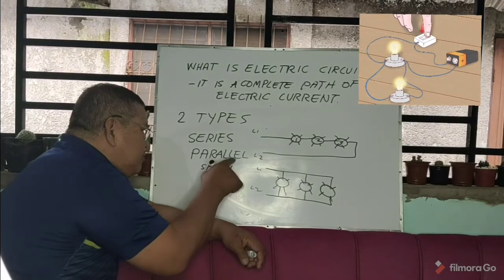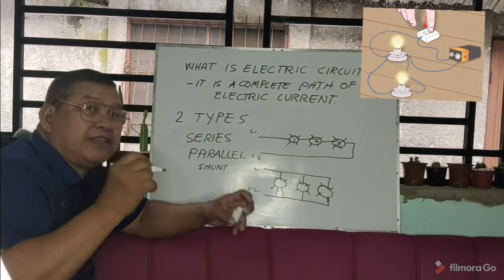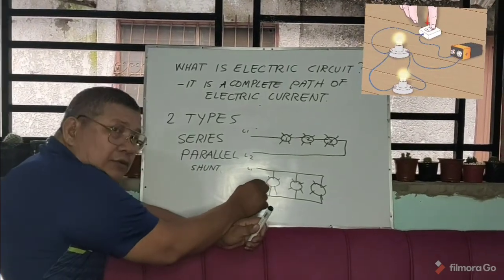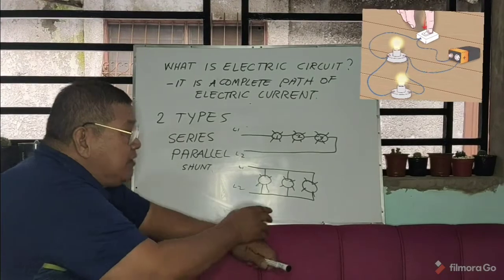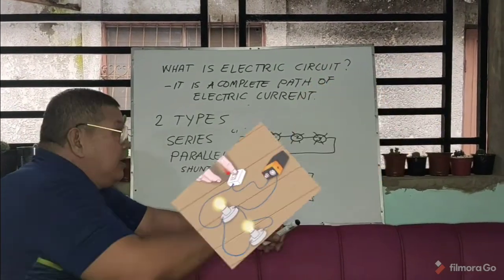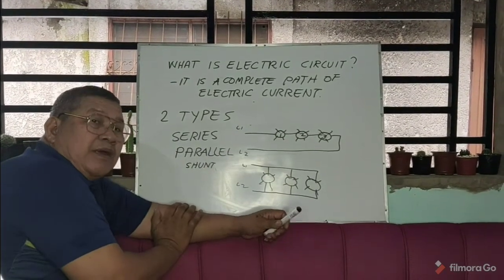Shunt. Okay? So when you say shunt, it means that is parallel. That is another term for parallel or across the line. So if one lamp goes out, if one lamp is defective, the rest of the lamps are still lighting. Got it? So that is the difference in terms of diagrams or circuits.